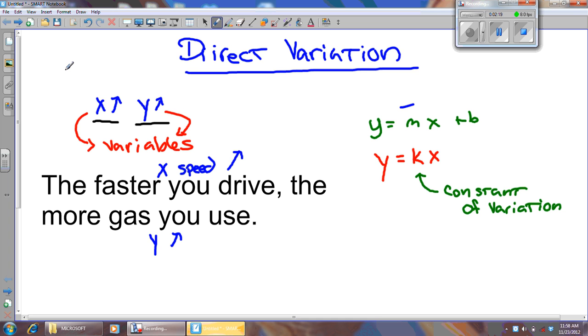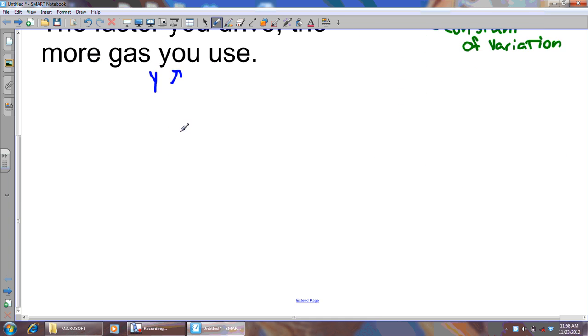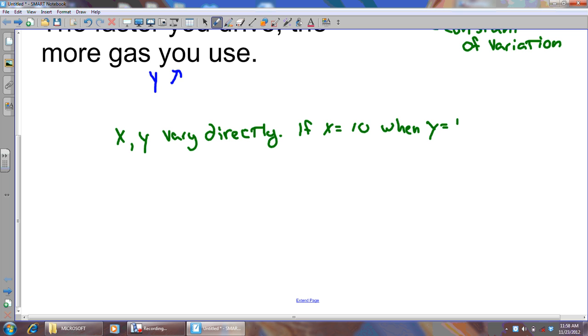Okay? You're going to see problems that look like this. It'll say x and y vary directly. If x equals 10 when y equals 15, find x when y equals 20. All right. Well, a problem like this is super duper simple. You're going to use this equation y equals kx.